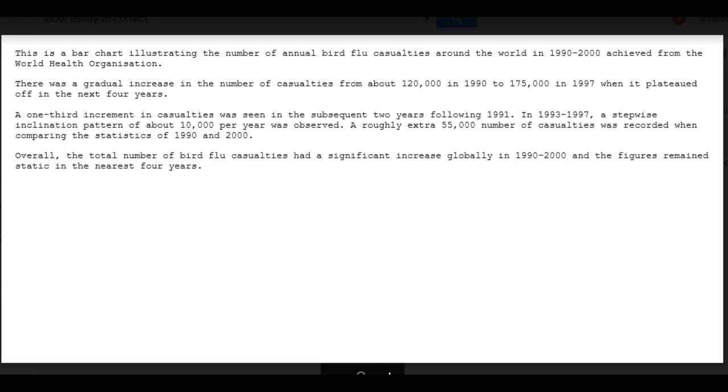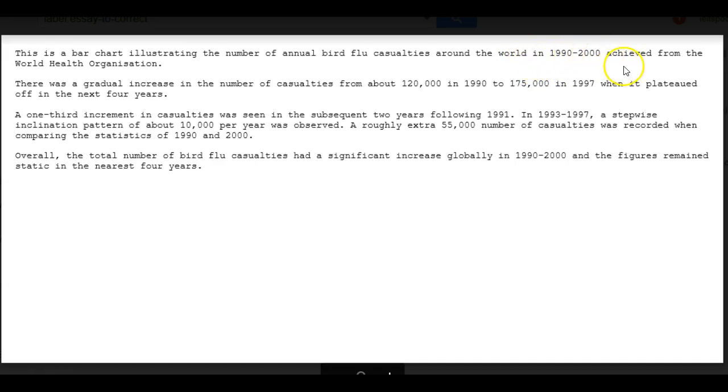This is a bar chart illustrating the number of annual bird flu casualties around the world in 1990-2000 achieved from the World Health Organization. Okay, a couple comments here that I want to make. Personally, I would prefer that you stuck to a more standard introduction. Instead of this as a bar chart illustrating, you could just say, this bar chart illustrates the number of annual bird flu casualties around the world. Okay? And then you can't say in 1990-2000. It has to be from 1990 to 2000 or in the period of 1990 to 2000.